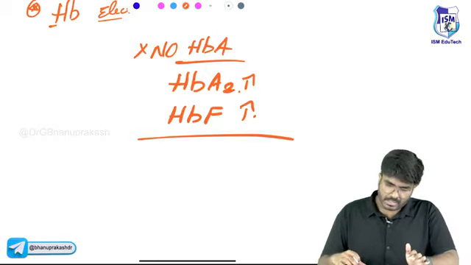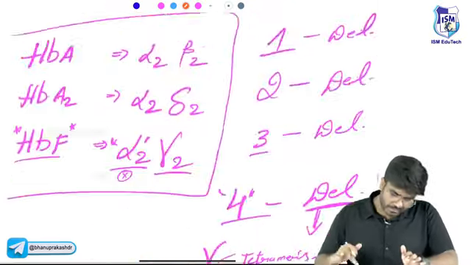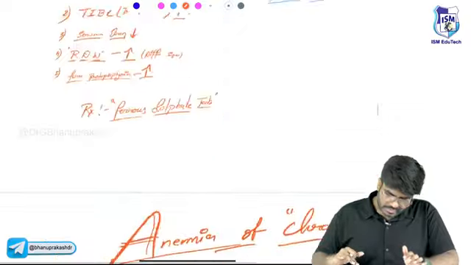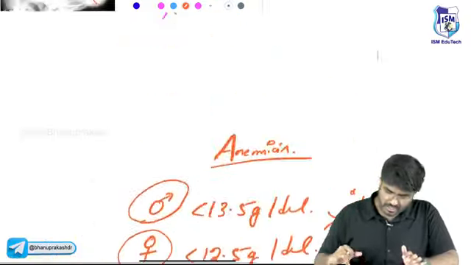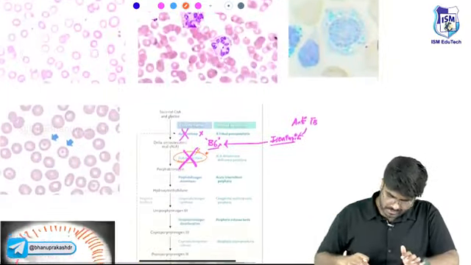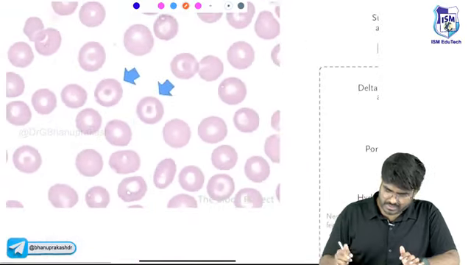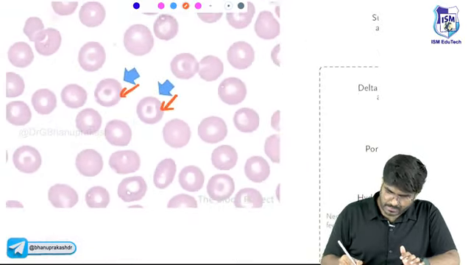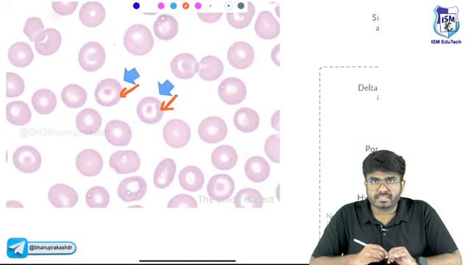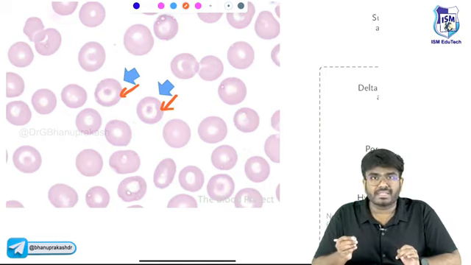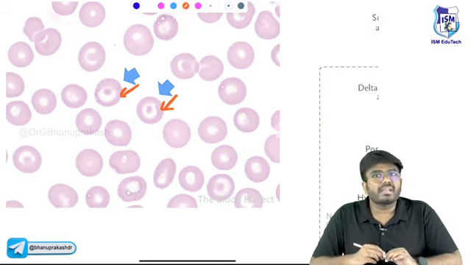Especially in this condition, the patients are also going to have something like this. Let me show you. So these patients with beta thalassemia major, they will have this kind of RBCs, sir. So what are these RBCs? These are target cells. They are looking like a bullseye, right? Bullseye or target cells. So why target cells?